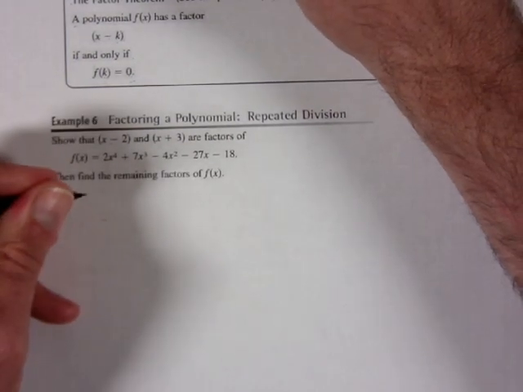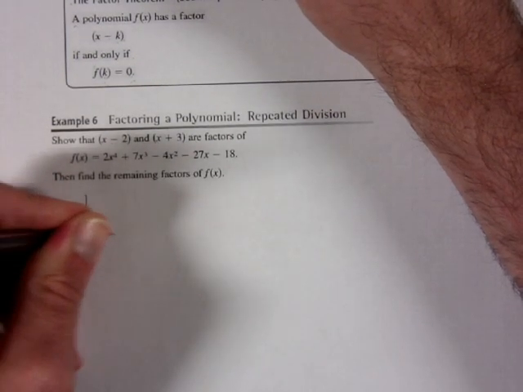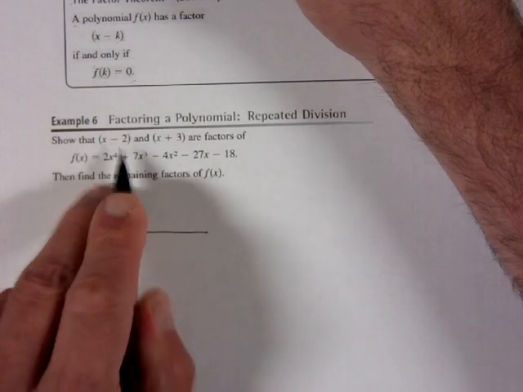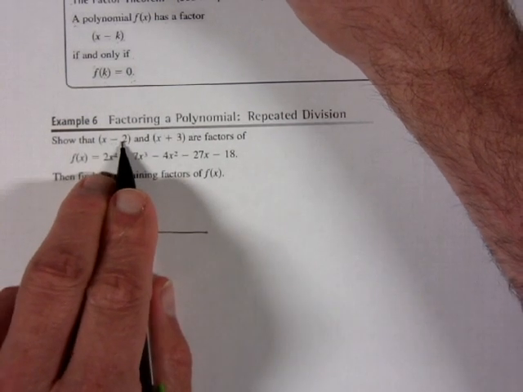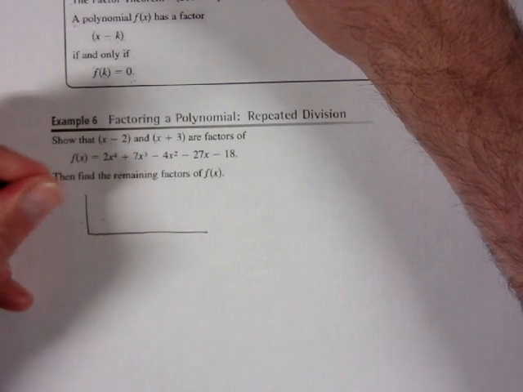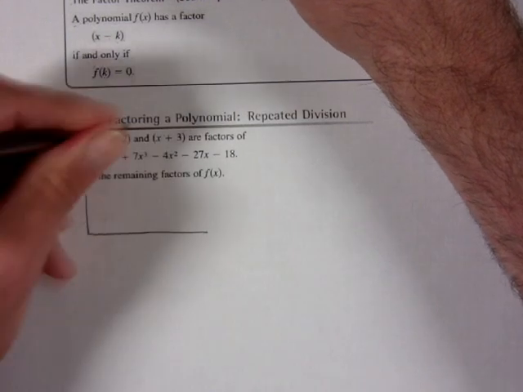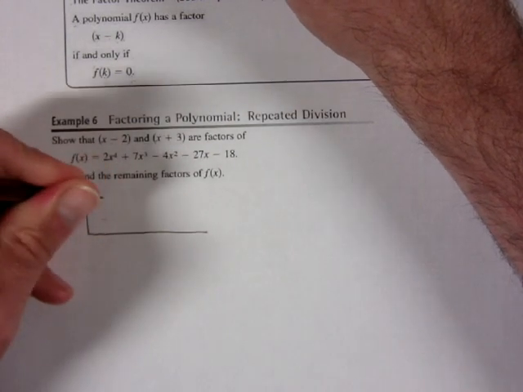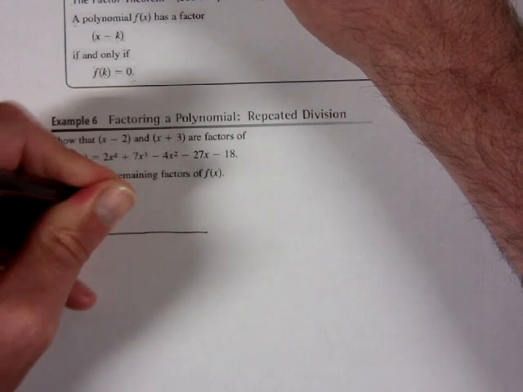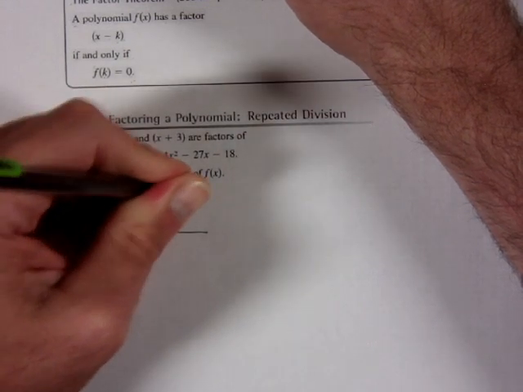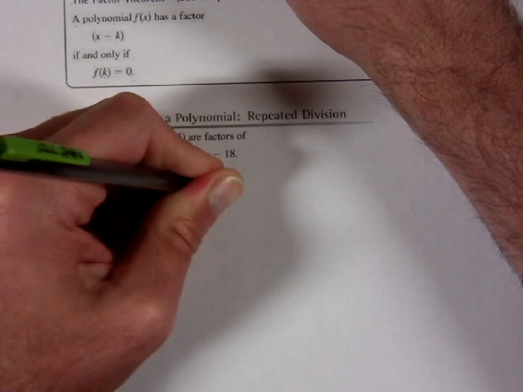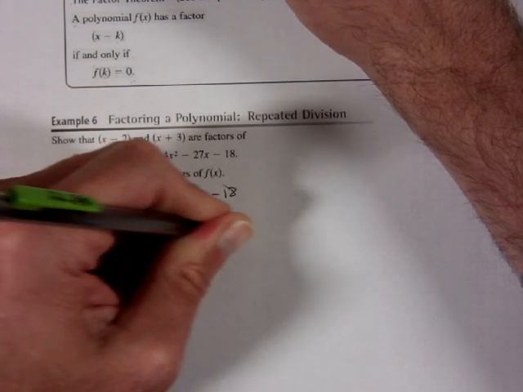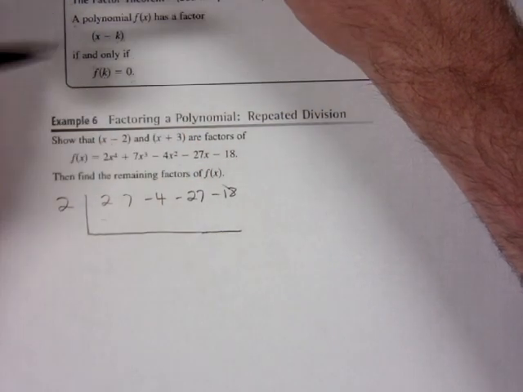So I'm going to draw out my synthetic division. And of course, if x minus 2 is what we're trying to show is a factor, then I'll put a +2 here. And in my function, I'm going to have 2, writing out the coefficients, 7, minus 4, minus 27, minus 18. Now let's go ahead and divide this one out and see if it's a factor.